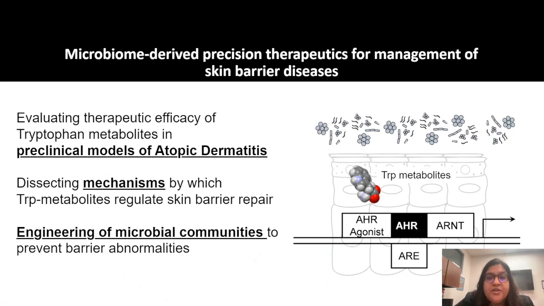The next steps, of course, involve whether we can harness all this information for microbiome-derived precision therapeutics, which can be used to manage skin barrier diseases. One approach would be to evaluate therapeutic efficacy of these metabolites. The other aspect, which is critical, is to dissect mechanisms. And finally, can we design probiotic communities which can prevent barrier abnormalities? Hopefully that leaves you with a lot of food for thought for how skin microbiome can be studied and harnessed to treat diseases.